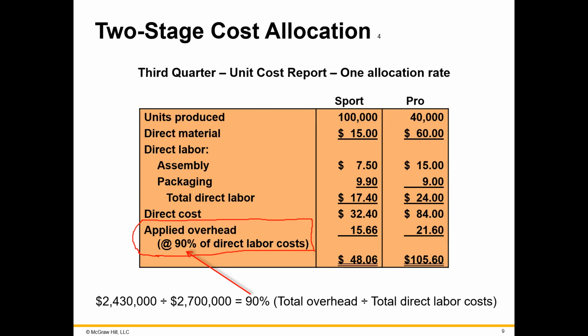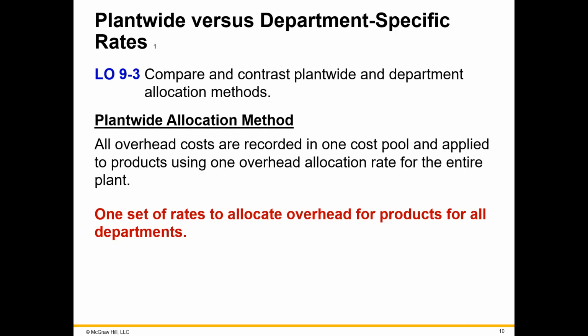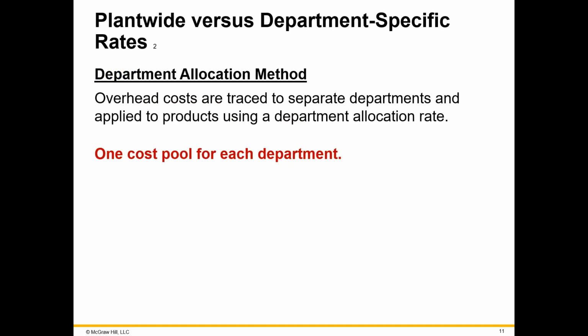Another term you'll see is plant-wide allocation method. So this is another new term, but we've already seen the concept. It's just when we have one allocation base and one allocation rate. It says that all overhead costs are recorded in one cost pool and applied using one overhead allocation rate. So basically, that's what we did in the earlier chapters. One set of rates versus a department allocation method, which we've already talked about in prior slides. Each department can set their own allocation base and allocation rate.